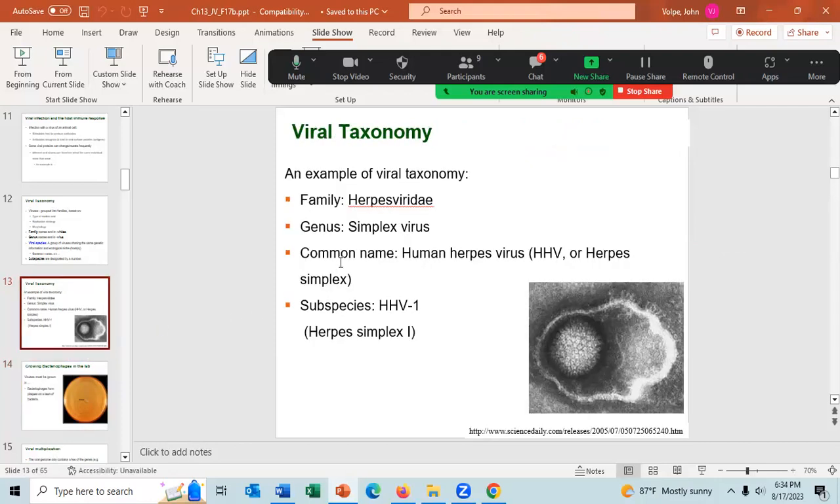All right, so the viral family always ends in viridae. The genus ends in virus. The species will be a name like human herpes simplex virus. And then the subspecies is a strain of the virus, like human herpes simplex type 1. Here we're actually looking at a herpes virus. Any question about any of that?